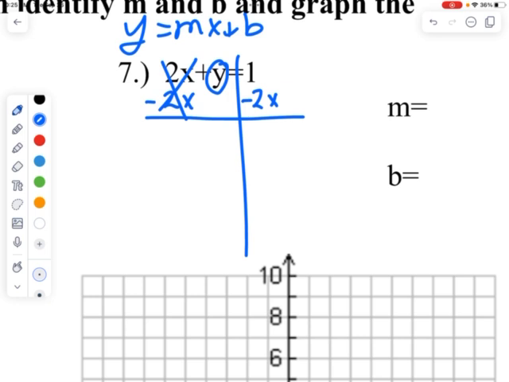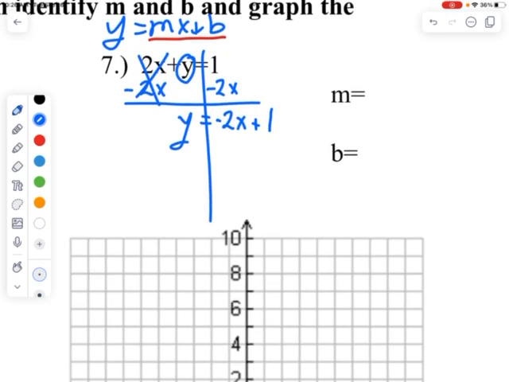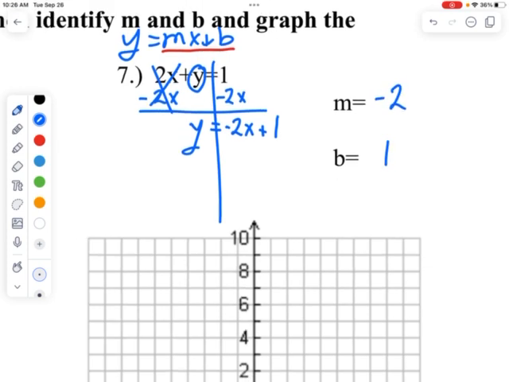So those make 0 pairs. I'm left with y equals, to stay true to mx plus b form, I'm going to sneak my -2x in front of my positive 1. And now I have an equation in slope-intercept form. I can identify my slope as -2, and my y-intercept is 1.